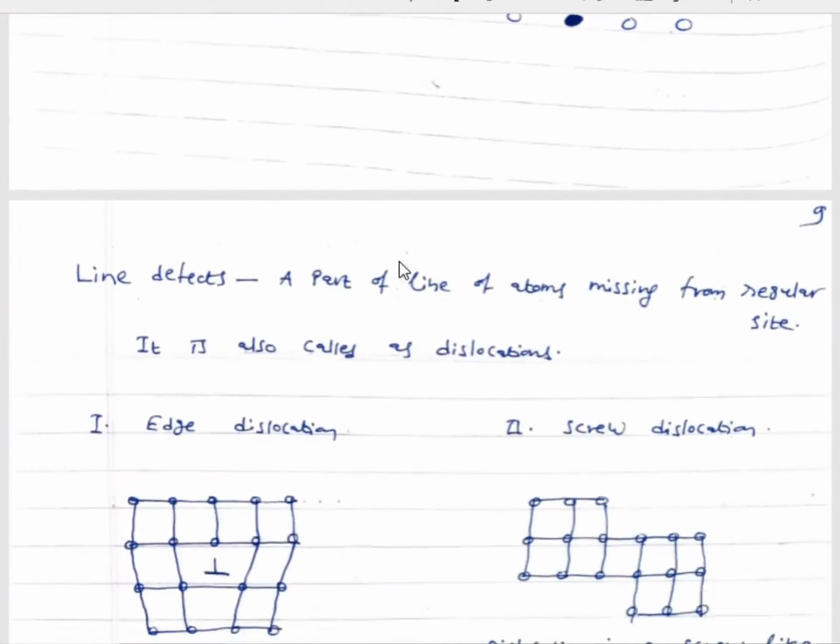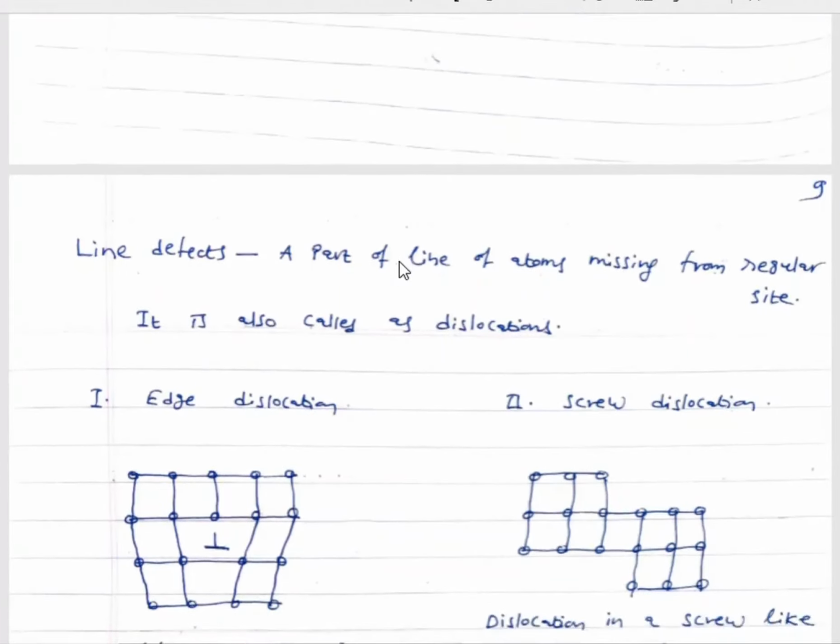Another kind of defect is known as line defects. A part of a line of atoms is missing from its regular site. These line defects or line imperfections are also known as dislocations. Only the line imperfections are known as dislocations; other kinds of imperfections are not known as dislocations. There are two kinds of line defects or dislocations. The first one is known as edge dislocation, and the second one is known as screw dislocation.